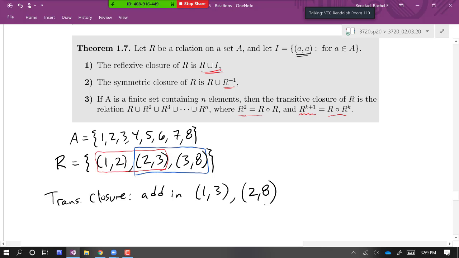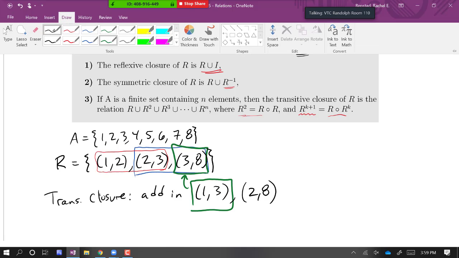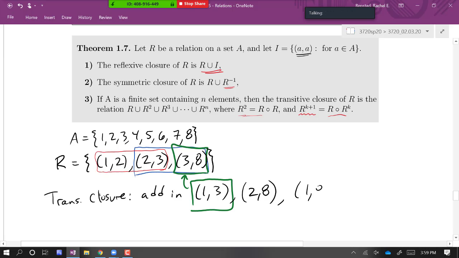Okay. Now we're not quite done. Now that we've added these pairs, 1, 3, and 2, 8, they're in our relation because we've added them. So now consider the fact that we have 1 is related to 3 and 3 is related to 8. So that's what I mean when I say that this is recursive. Once you've added a pair, you have to go back and see, do I need to add anything more? So if 1 is related to 3 and 3 is related to 8, that means that we also now need to add 1 related to 8.